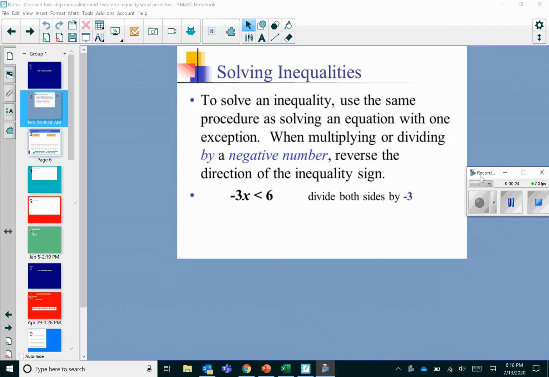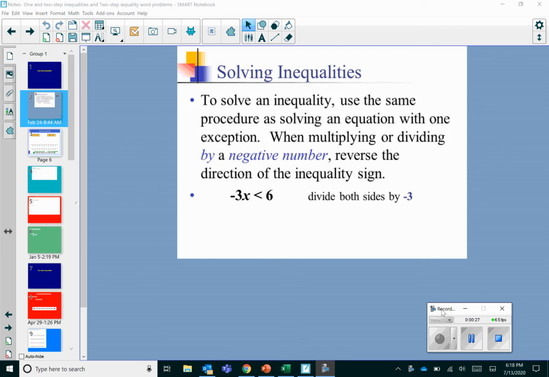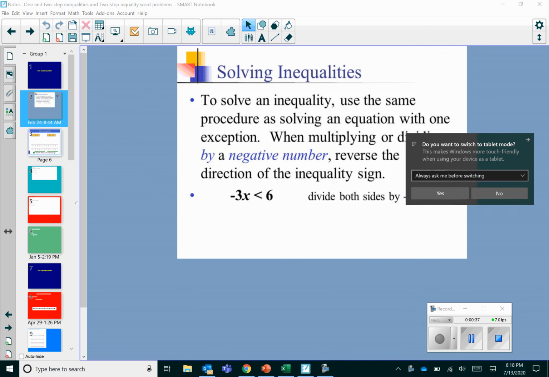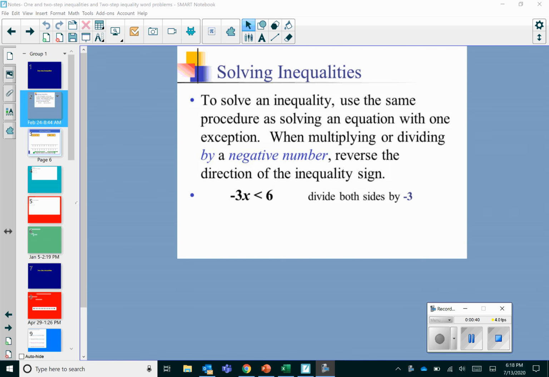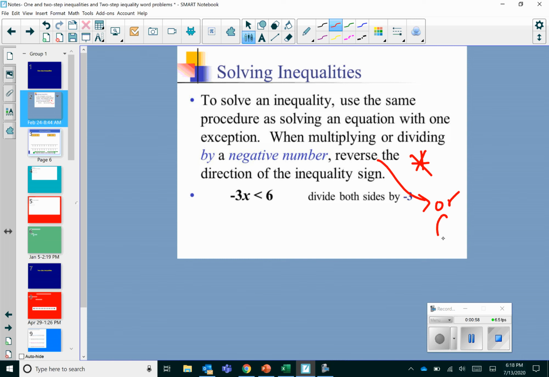When you are solving an inequality, the good news is you're just going to use the same exact procedure that we've been using to solve equations. But we'll notice with inequalities, there's no equal sign. We're dealing with our less than or greater than sign. We're also dealing with our less than or equal to or greater than or equal to sign. But the most important thing that you need to know about solving an inequality, it says it right here: when multiplying or dividing by a negative number, you're going to reverse or flip the direction of your inequality sign.